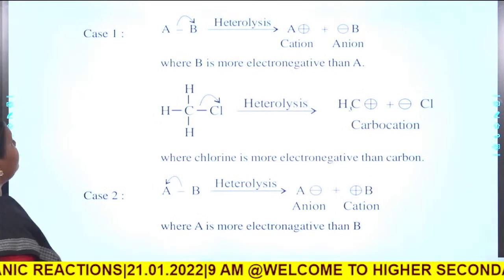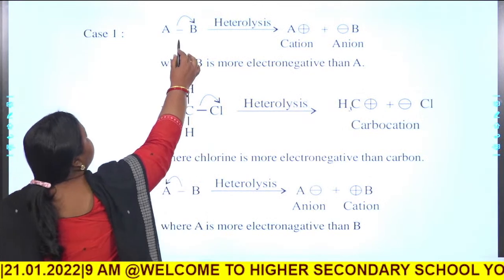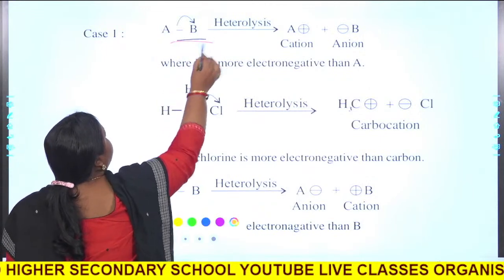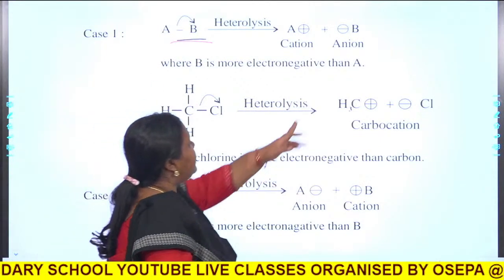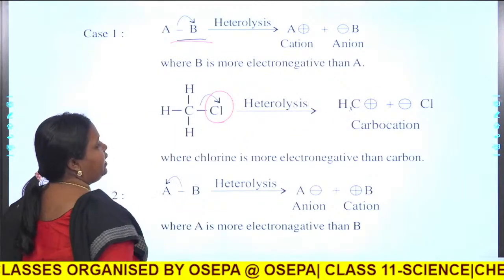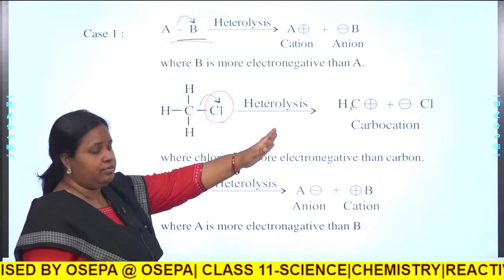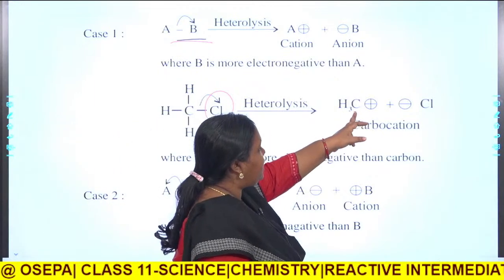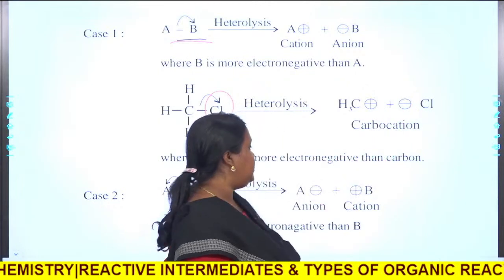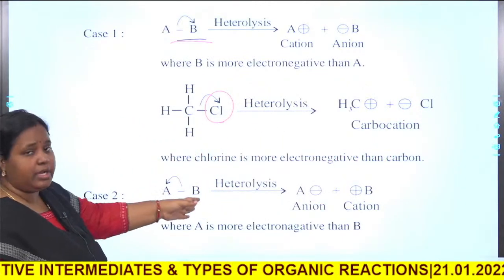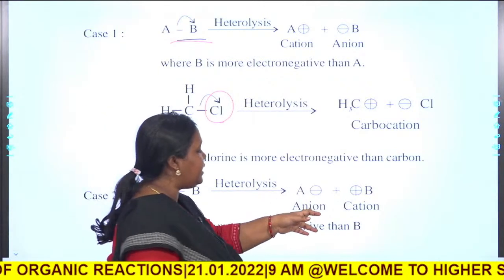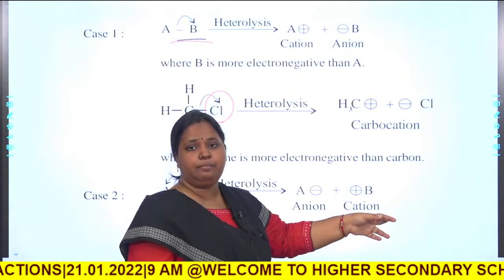Here there is an example, suppose B is more electronegative than A, then B will take away the electron. Here chlorine is more electronegative than carbon. So, chlorine takes away the 2 electron and you get a carbon with a positive charge, that is carbocation, and a chloride ion. Similarly, if A is more electronegative than B, then A can take away the electron with itself, resulting in anion A minus and B plus.